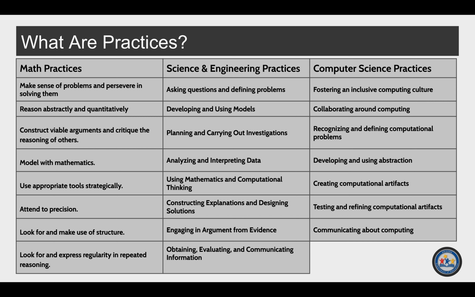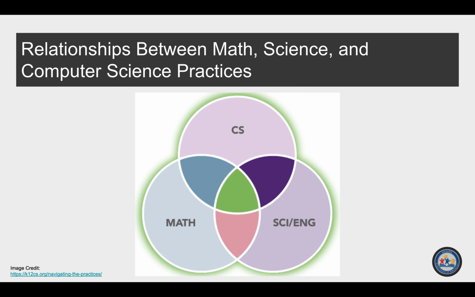The 7 computer science practices are fostering an inclusive computing culture, collaborating around computing, recognizing and defining computational problems, developing and using abstraction, creating computational artifacts, testing and refining computational artifacts, and communicating about computing. This graphic illustrates the intersection between the practices in computer science, science and engineering, and mathematics and how they complement each other.